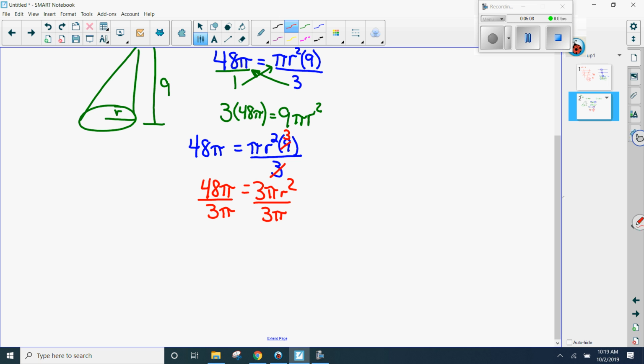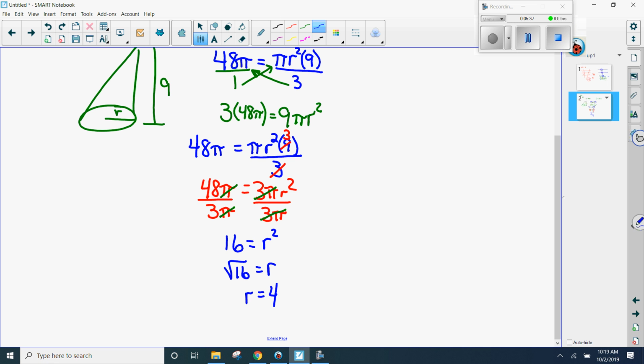When you divide by 3 pi, the 3 pi's cancel. What's 48 divided by 3? 16. So we end up with 16 is equal to r squared. And how do you get rid of a square? The square root. Don't divide by 2. Some of you got 8. So you take the square root of 16. That's equal to your radius. So your radius is equal to 4.